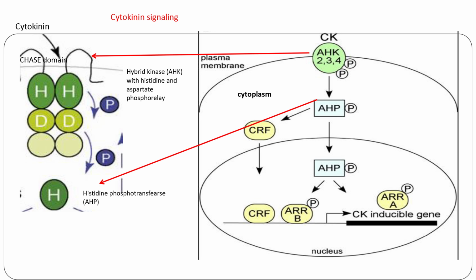Besides the type B ARR regulated cytokinin responses, phosphorylated AHP can activate transcription factors called cytokinin response factors or CRFs by phosphorylating them. The phosphorylated CRFs then move to the nucleus and bring about transcriptional regulation of cytokinin response genes. The genes activated by type B ARRs and CRFs are mostly non-overlapping, suggesting two independent pathways of activation of cytokinin response genes.